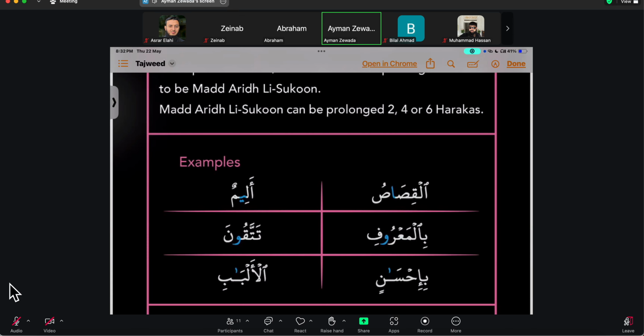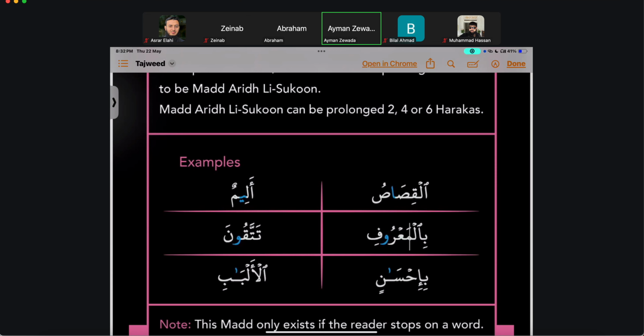If he was to carry on, if he didn't go into ruku', and let's say he's going to connect the two ayat, for whatever reason, then the ya stays normal. Inna Allah Azizun Hakim walladhina ittakhadhu. Whatever it is. Some more examples. Tattakun.